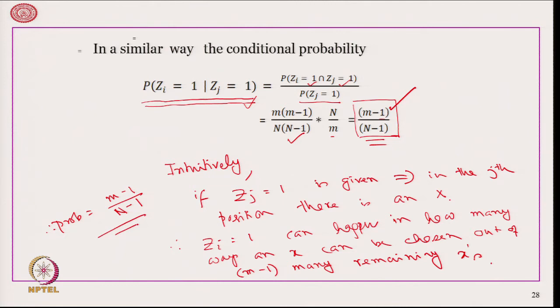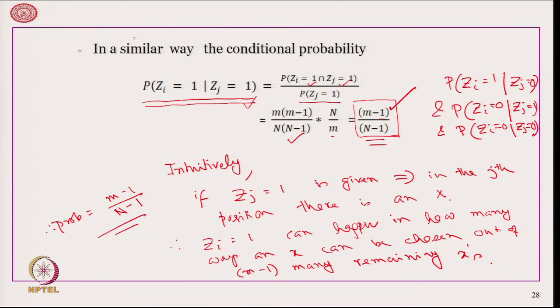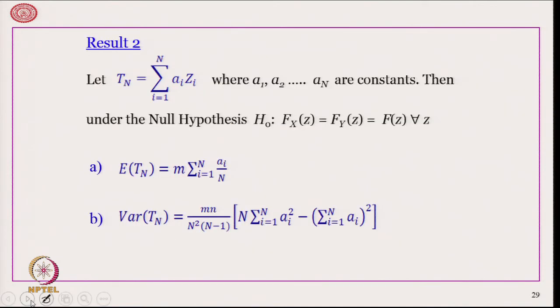Try to prove the results. What is the probability Zi is equal to 1 given Zj is equal to 0, and probability Zi is equal to 0 given Zj is equal to 1, and probability Zi is equal to 0 given Zj is equal to 0? I leave this as an exercise for you. This is a simple combinatorial problem, but you will be able to do it. Now, let us go to the result 2.